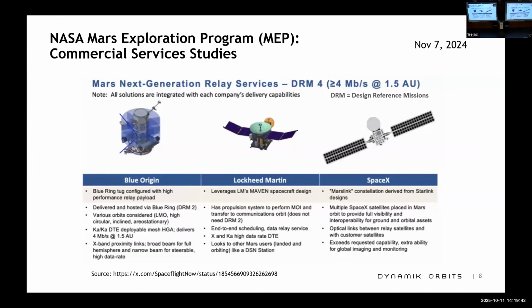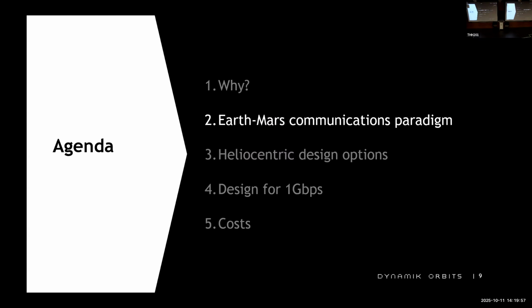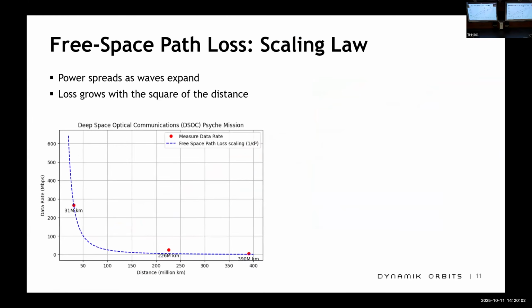Anyways, this suite came out 1 year ago, where NASA said we need a 4 megabits per second link between Earth and Mars. So we have 3 companies here who responded, and SpaceX said we'll do 1 gigabit per second. And I was like, wait, how? So that's why I dropped everything I was doing and focused on this thing, just for fun.